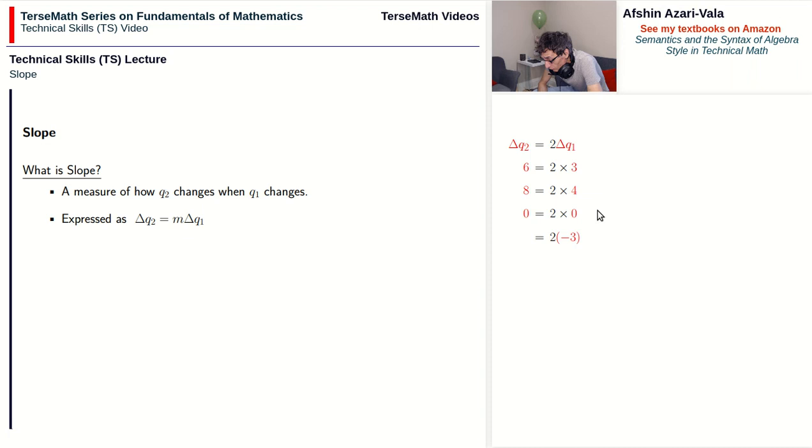And also for negative numbers, if Q1 changes by going down by 3, then Q2 will go down twice as fast, by 6. You can even use fractions. So if Q1 increases by a half, then Q2 increases twice as fast, by 1. You can use decimals, you can use any number that you want for delta Q1. And so this is what we are talking about. The value 2 is called the slope in the case of this problem.